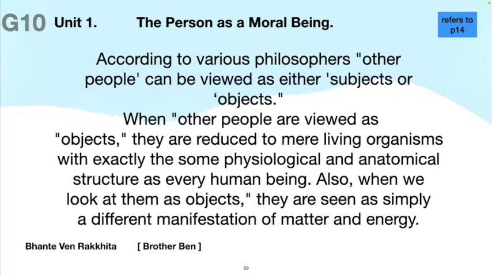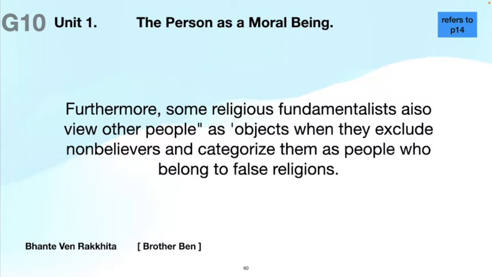According to various philosophers, other people can be viewed as either subjects or objects. When other people are viewed as objects, they are reduced to mere living organisms with exactly the same physiological and anatomical structure as every human being. Also, when we look at them as objects, they are seen as simply a different manifestation of matter and energy. Furthermore, some religious fundamentalists also view other people as objects when they exclude non-believers and categorize them as people who belong to false religions.